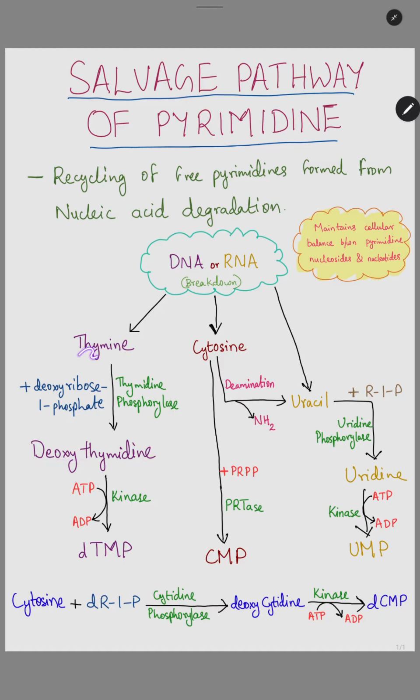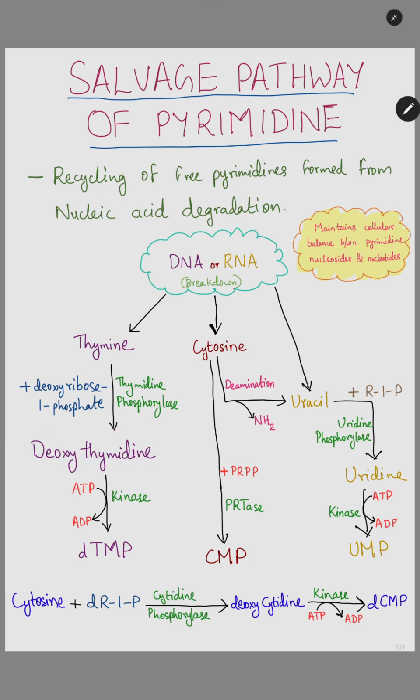Okay, so thymine, which is a nitrogen base, now became a nucleotide. A molecule of sugar and a phosphate group got added to the thymine nitrogen base, and it became deoxythymidine, which is a nucleotide. This reaction is catalyzed by thymidine phosphorylase. So once again, thymine plus deoxyribose 1-phosphate in presence of thymidine phosphorylase gives us deoxythymidine.